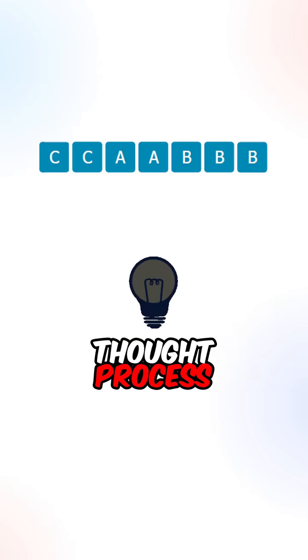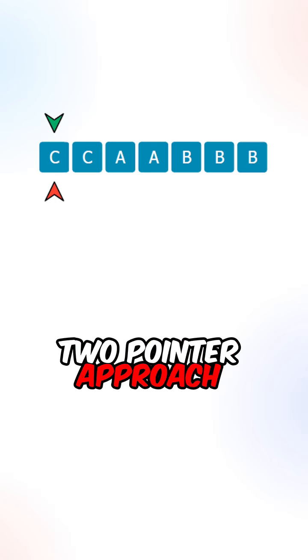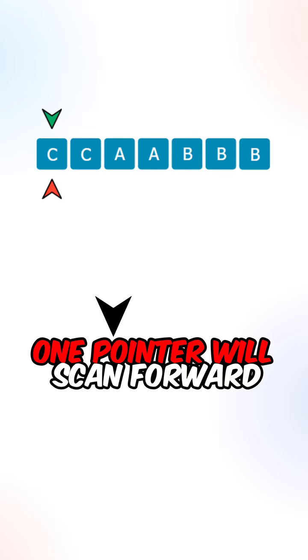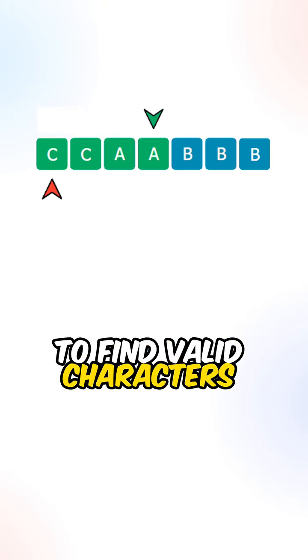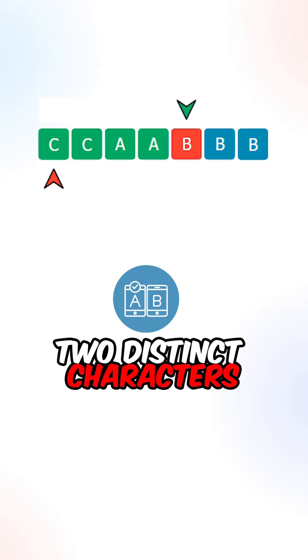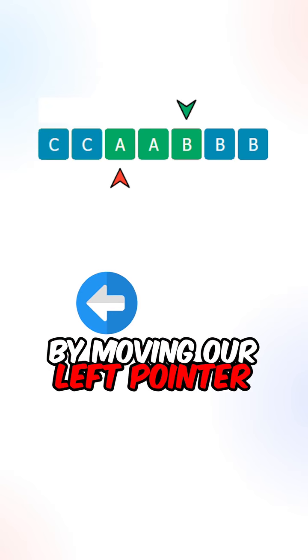Let's go over the thought process. We can implement a 2-pointer approach to keep track of the left and right boundaries of our substring. 1 pointer will scan forward to find valid characters for our substring. Now when the substring has more than 2 distinct characters, we can shrink the substring by moving our left pointer.